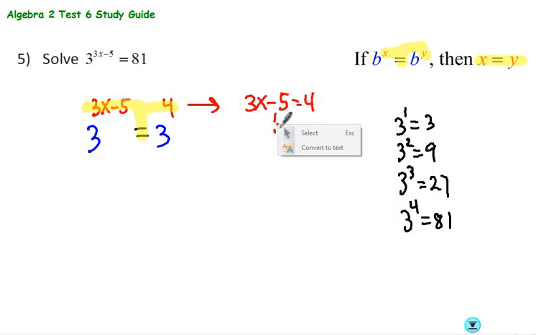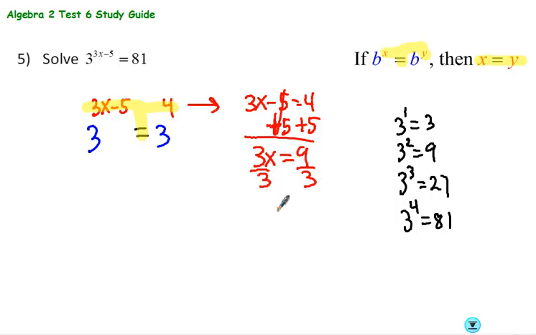Well, then from there, what I can do is solve. Add 5. There we go. So I can solve that equation by adding 5 to both sides, and so I get x equals 9. Sorry, not x equals 9, x equals 3.